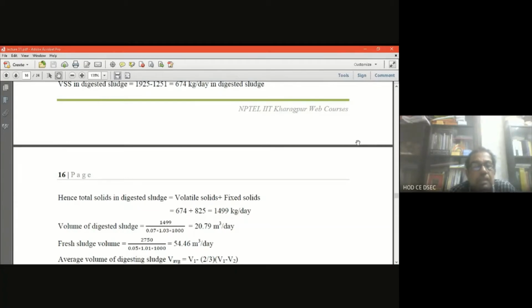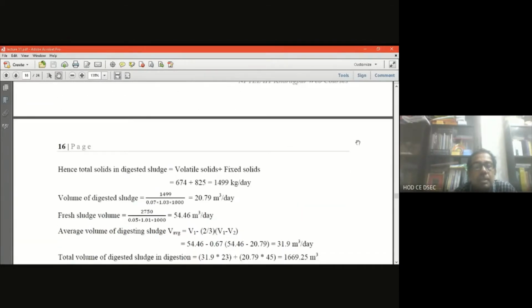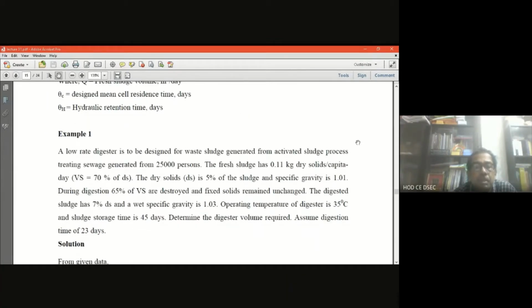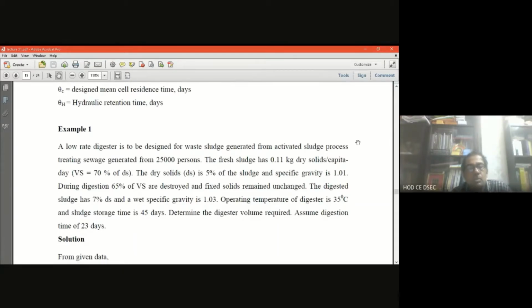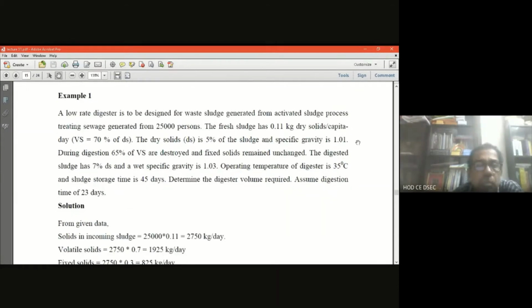1499 kg per day. Now let us see the volume of the digested sludge. It is given that the digested sludge specific gravity is 1.03 and the digested sludge has 7% DS. So if we know the dry solid, then we can know the volume of the sludge, because 7% DS, the percentage of the sludge that is dry solid, is given in the question. So knowing the dry solid portion, we can convert it.